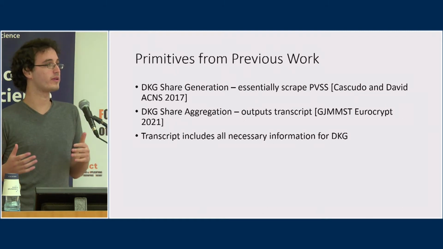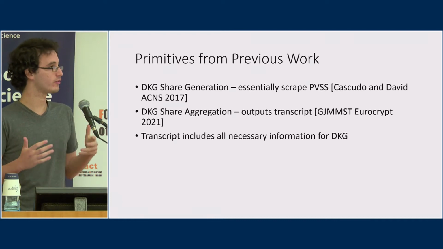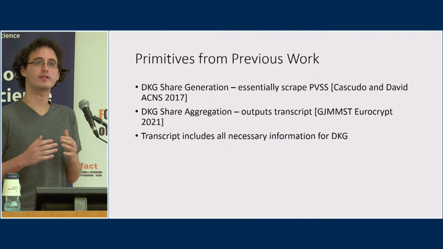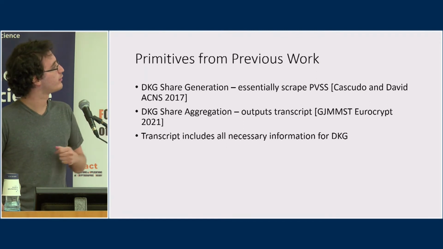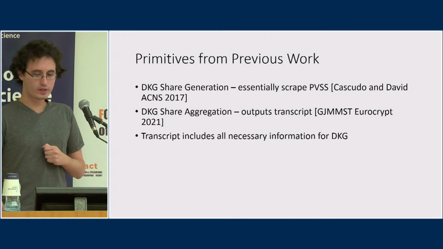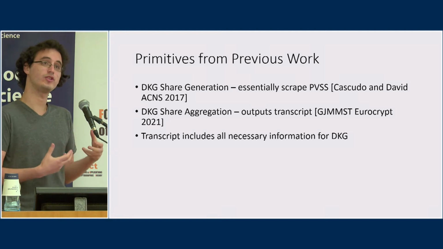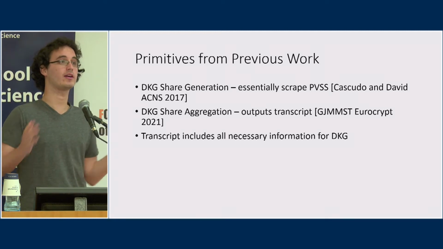We use a few primitives from previous works. The first primitive is a DKG share generation. That's what we call it. This is essentially a SCRAPE PVSS. SCRAPE is a work by Cascudo and David. So each party can generate a share. That's a small part of the DKG. And then we want to be able to take a bunch of these shares and aggregate them.